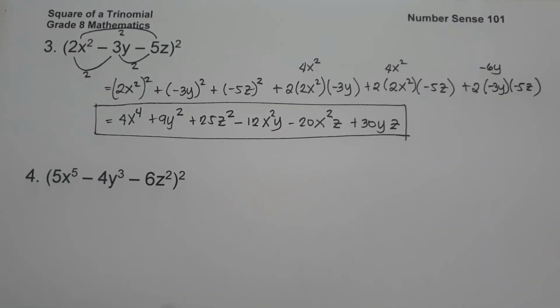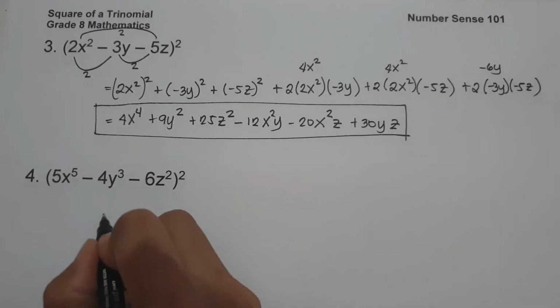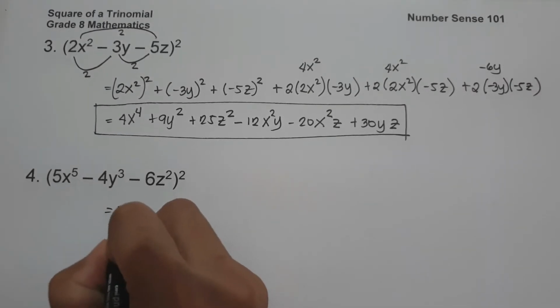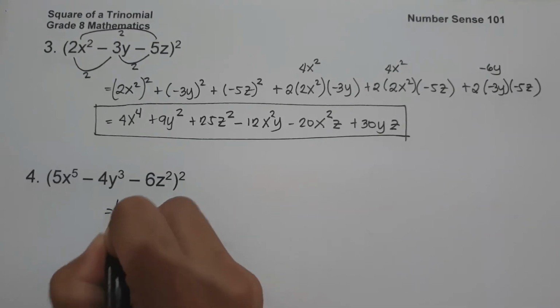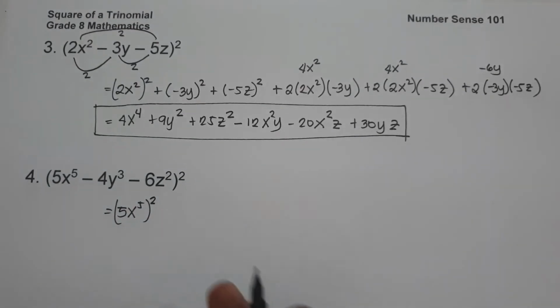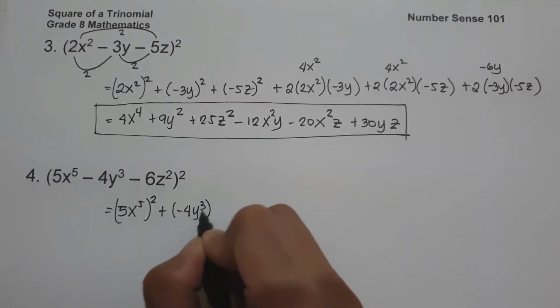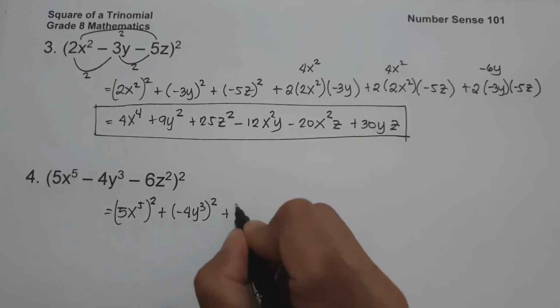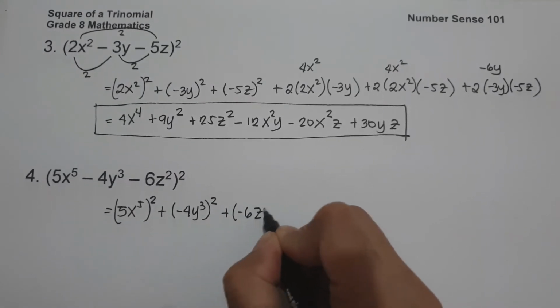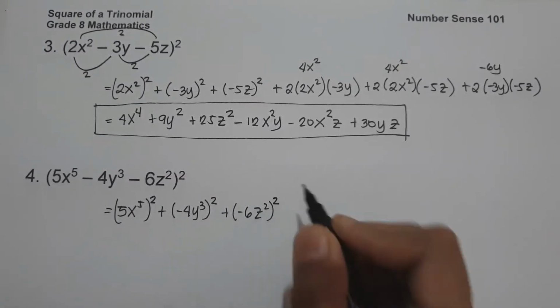On number 4, we have quantity 5x raised to 5 minus 4y cubed minus 6z squared raised to 2. Just like in example number 3, let us find first the sum of the squares of the first, second, and last term. So our first term is 5x raised to 5. So let us square this one. And our second term is negative 4y cubed, then square, plus negative 6z squared raised to 2.